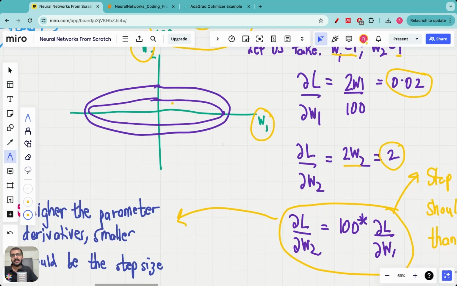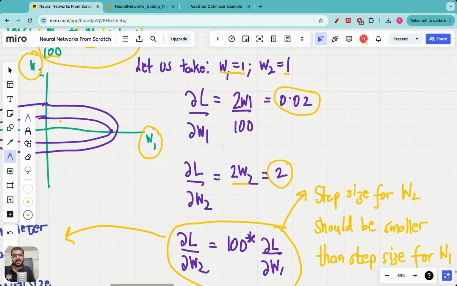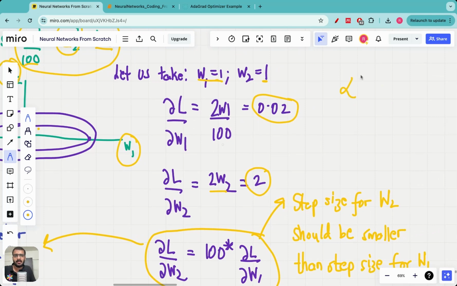What does this tell you? Let's say we are doing gradient descent and we are updating W1 and W2. So let's say we are using the same step size to update W1 and W2. Then both W1 and W2 will be updated by alpha times. So W1 will be updated by alpha times partial derivative of L with respect to W1, and W2 will be updated by alpha times partial derivative of L with respect to W2. So W2 will be updated by this value.